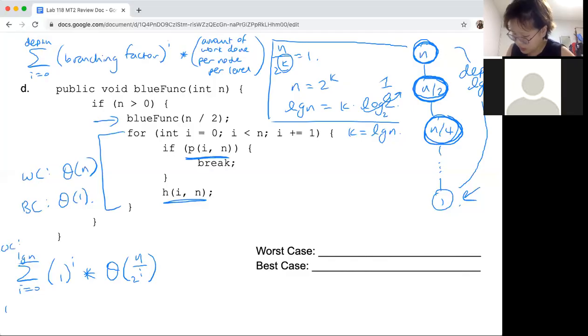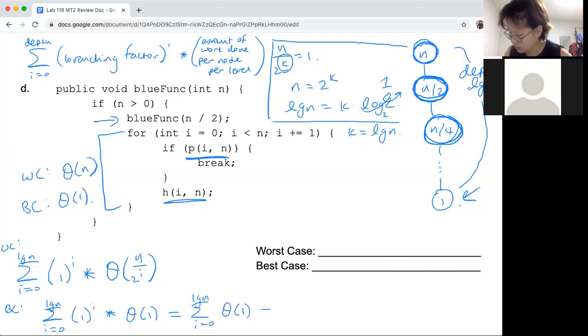So this is going to be our worst case scenario. And for our best case, it's going to be the sum from i equals 0 to log n of 1 to the i times theta of 1. Okay, so let's solve each of these formulas. I'm going to solve the best case first because it's a little bit easier. So this is just equal to the sum from i equals 0 to log n of theta of 1, which is equal to log n times theta of 1.